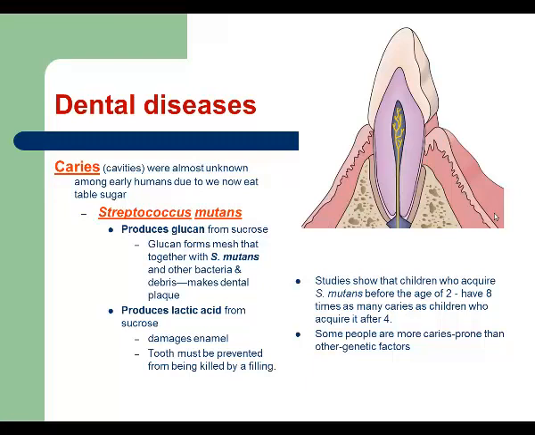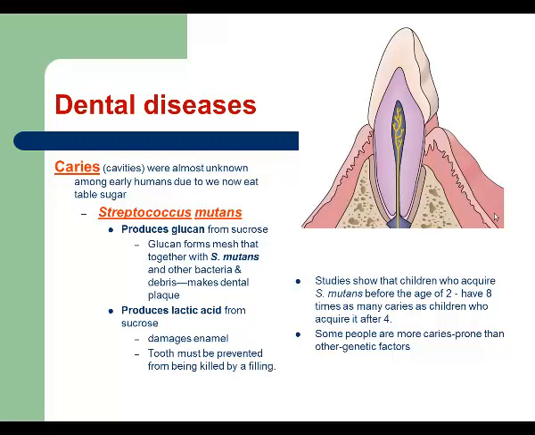So, caries. Caries is a modern infection because ancient people didn't know about caries. Humans started having this problem once they started using sucrose, or table sugar, in their diet. The cause of caries is Streptococcus mutans, which is a gram-positive coccus in chains. The reason it causes caries is because it can metabolize sucrose.